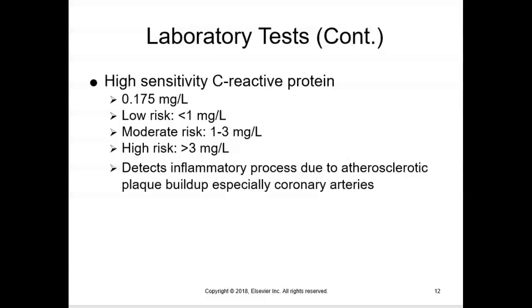and peripheral vascular disease. A positive high-sensitivity C-reactive protein test can indicate that the patient is at high risk for coronary artery disease, making it a valuable test for predicting coronary artery disease.